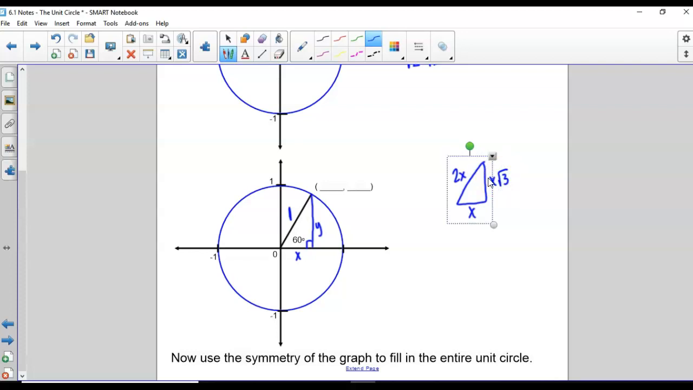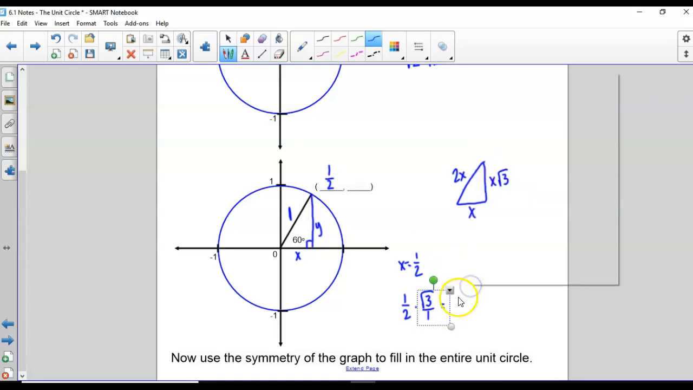So, Boone, what would we have to do to find that short leg, the x there? Divide by 2. So that x, we're going to get 1/2. So we'll have 1/2 as our x coordinate. And then, Boone, what would we do after that to find y? Okay, so we multiply by the square root of 3. 1/2 times the square root of 3.